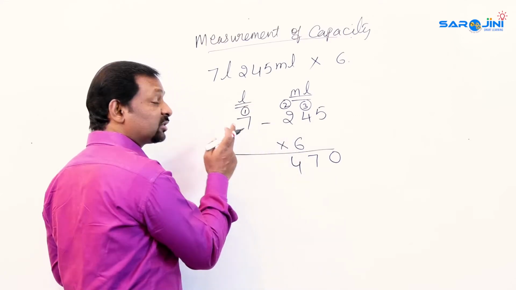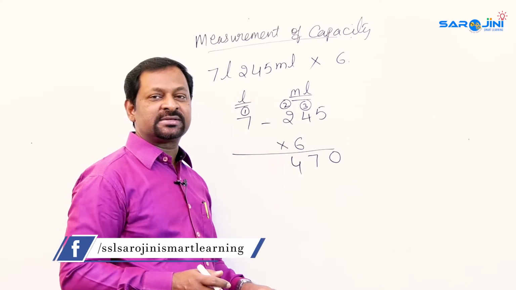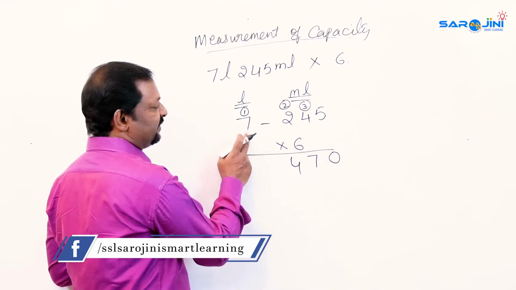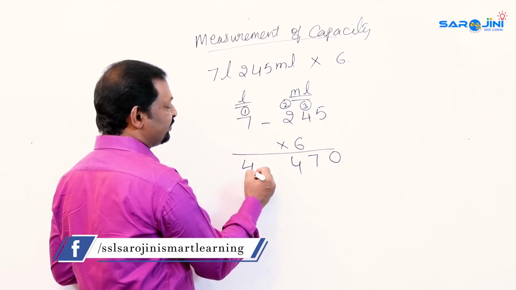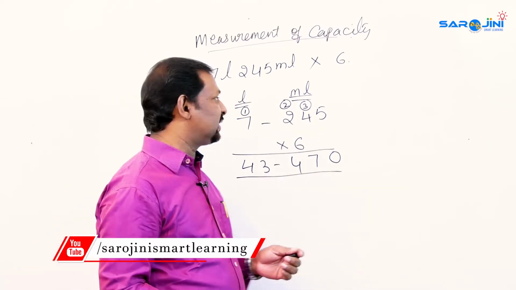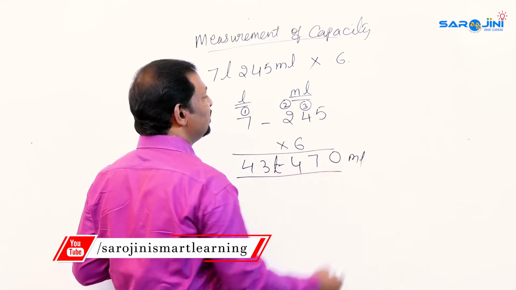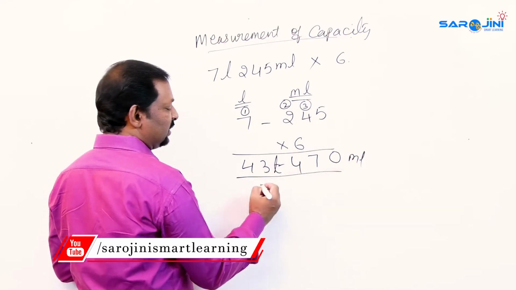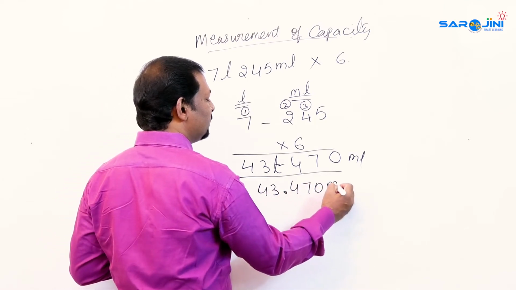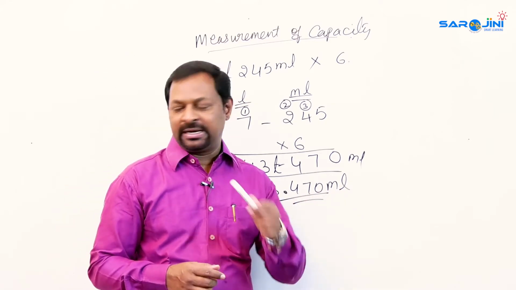Because it is coming into the thousands place, the ones, tens and hundreds are already over. So directly we can convert into liters. 6 times 7 is 42 plus 1, 43. The answer is 43 liters 470 milliliters. So we can write liters as well as milliliters. If you want to write directly in liters, 43.470 liters. In this way, we can do this type of multiplication.